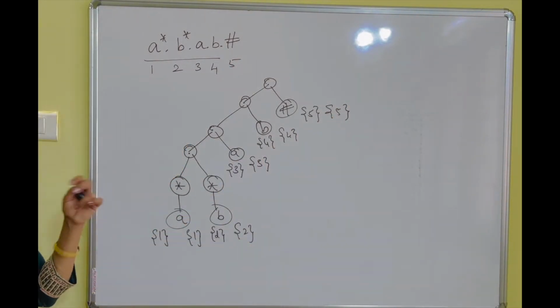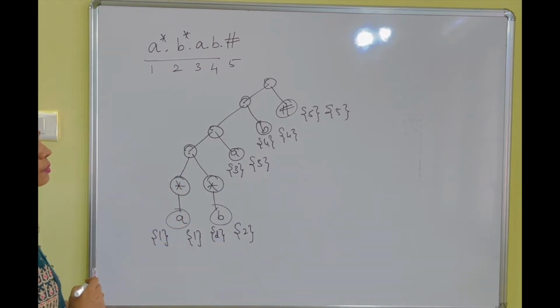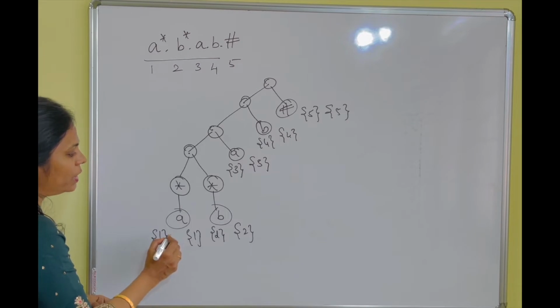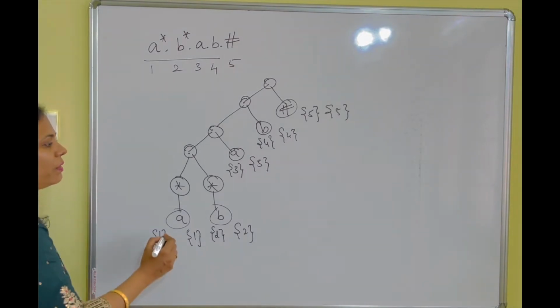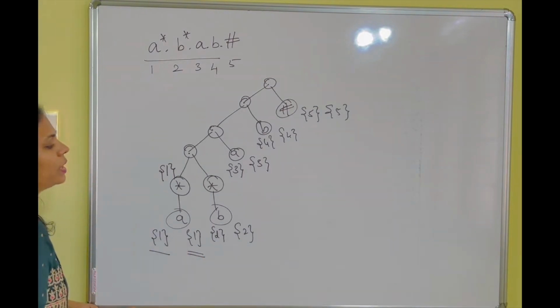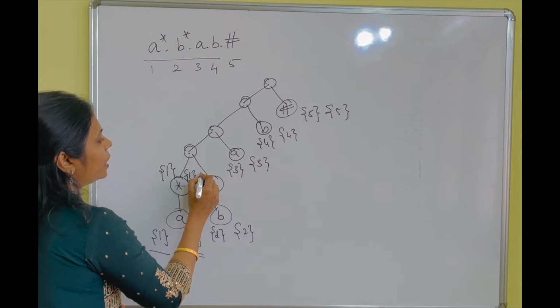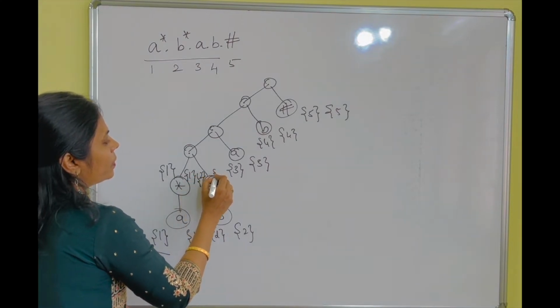Now we move on to the next level, that is your root node. So when there is a star node, I have told you it has only one child. Whatever the firstpos of the child is becomes the star node's firstpos, and whatever the lastpos of the child node is becomes the lastpos of the star node also. So here also same.